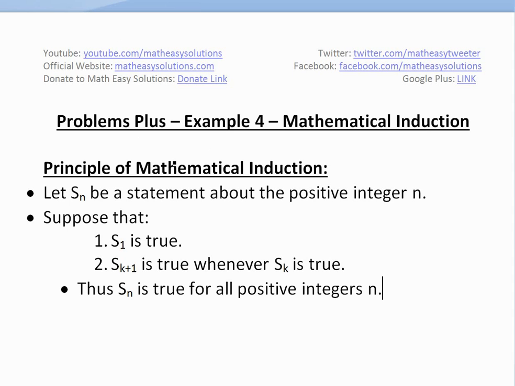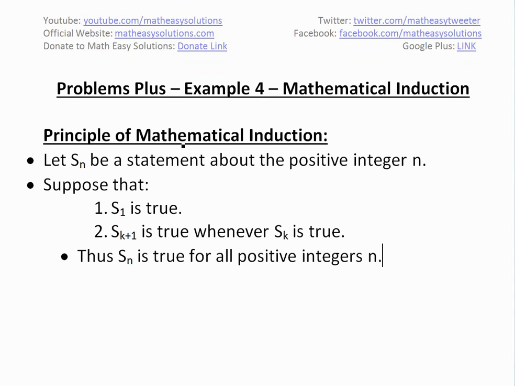Before I get to the example, I just want to go over briefly the principle of mathematical induction. It states: let Sn be a statement about a positive integer n. Now suppose S1 is true. Also suppose that S(k+1), the one after the first one, is true whenever Sk is true. Then Sn is true for all positive integers.